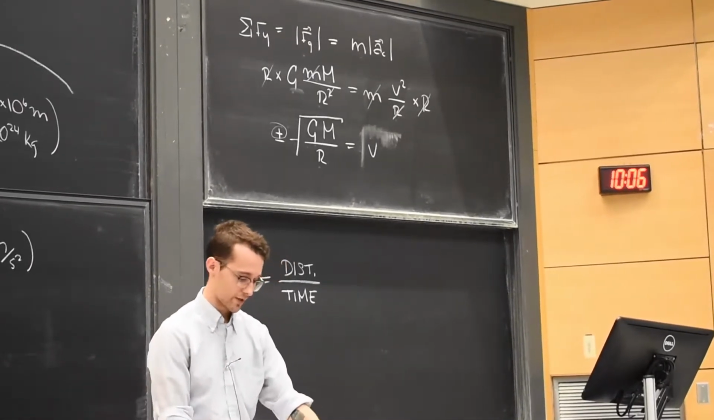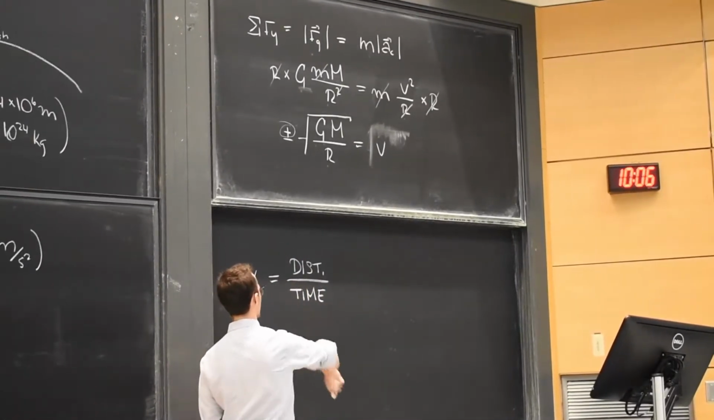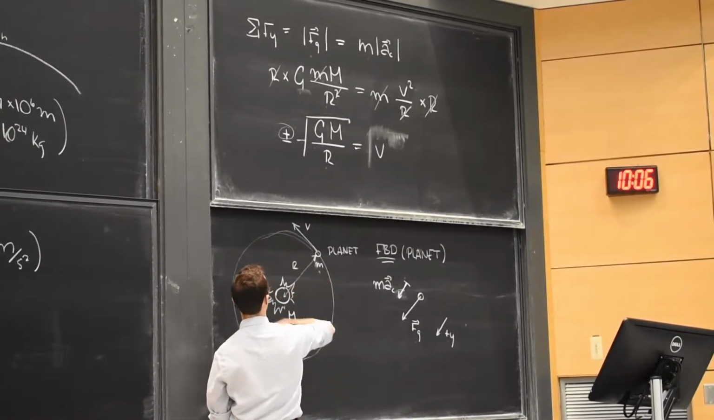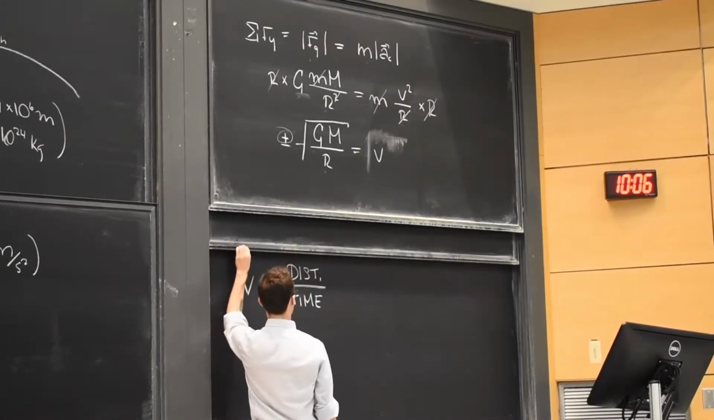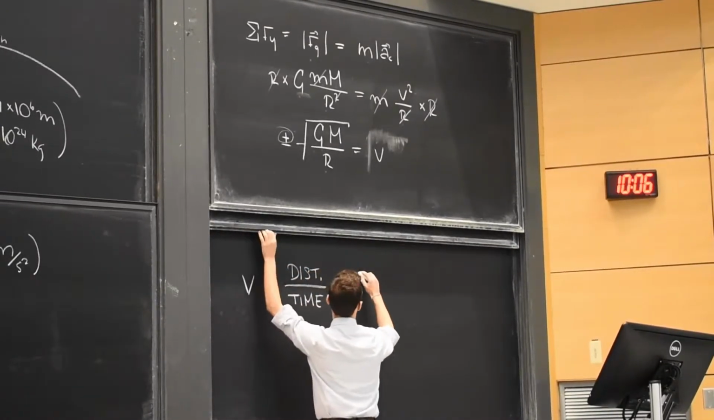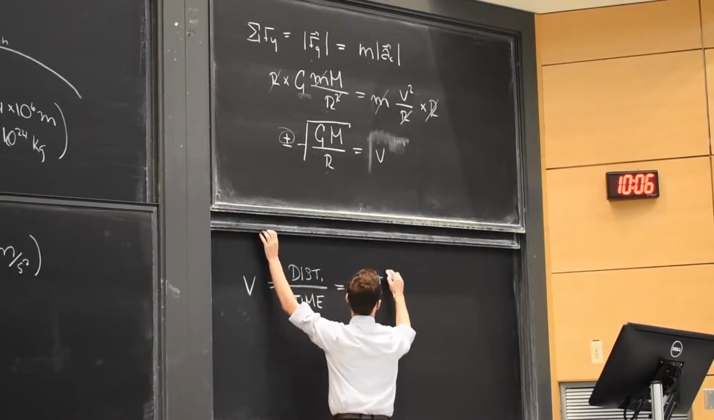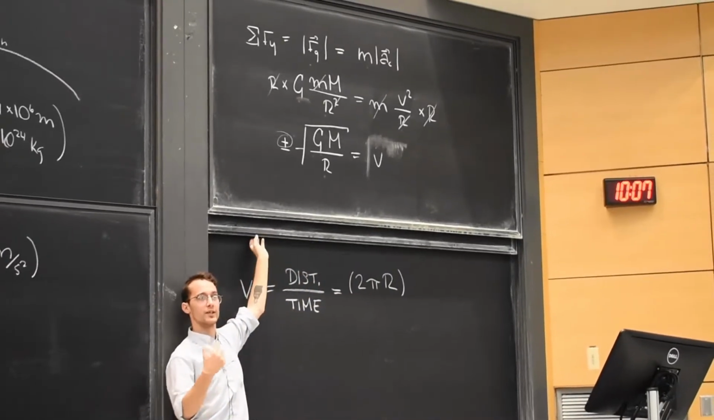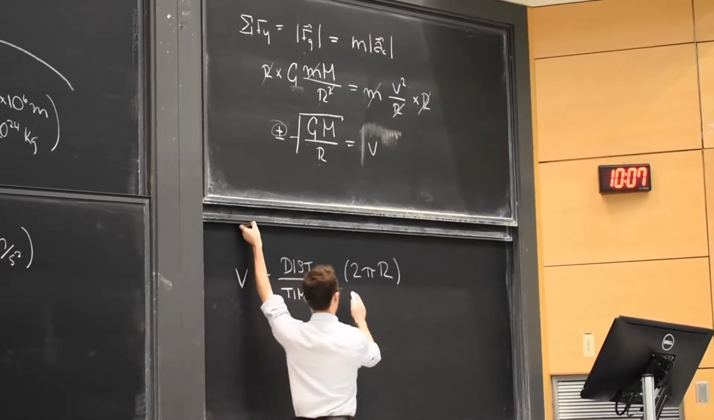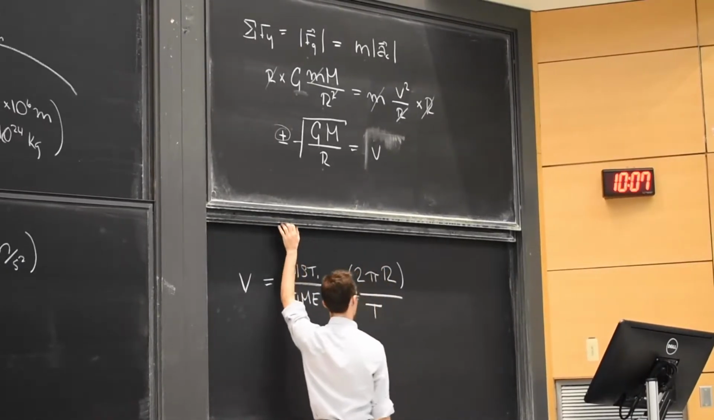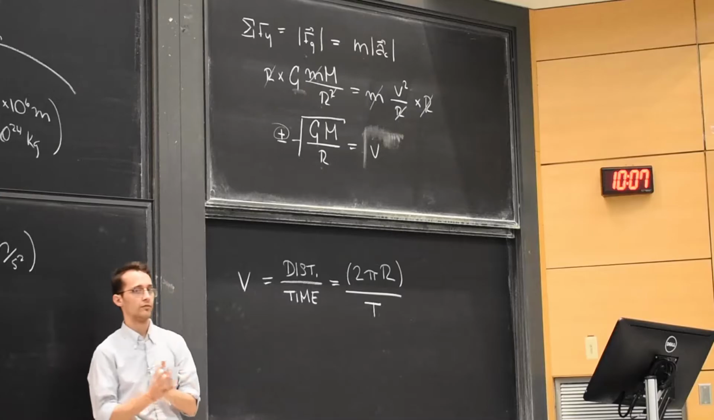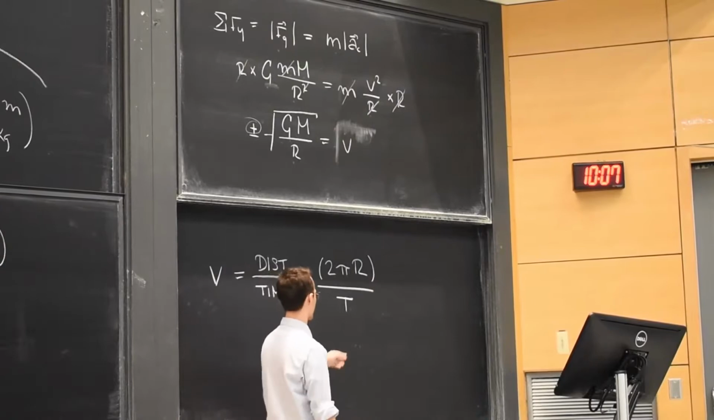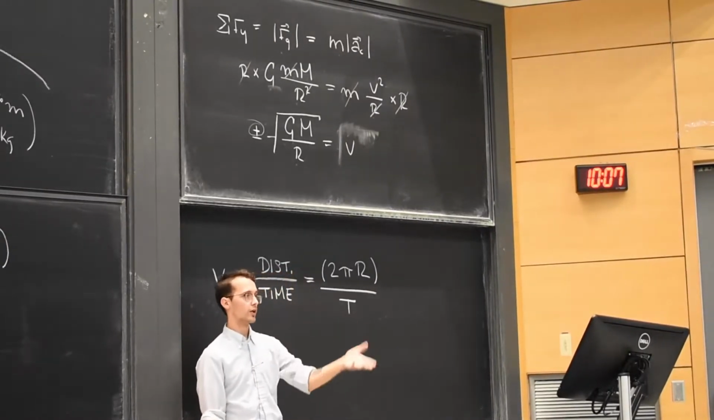So if we say the distance is the circumference of the orbit, then we know that the circumference for a circle is 2 pi times r. The amount of time it takes to make one of those orbits is just the period. And for those of you that aren't quite awake just yet, or have already gone back to sleep, the period for Earth is a year.